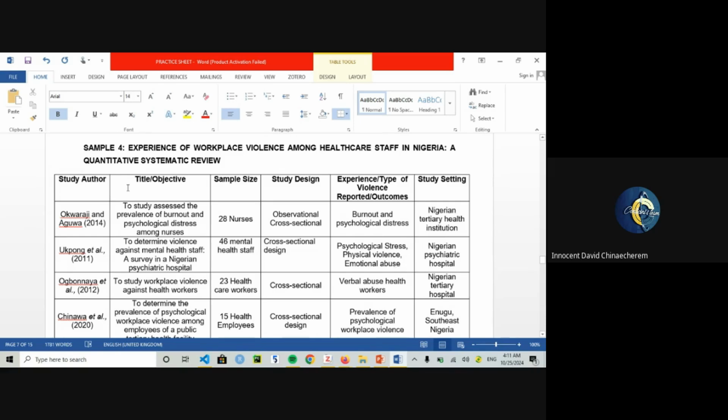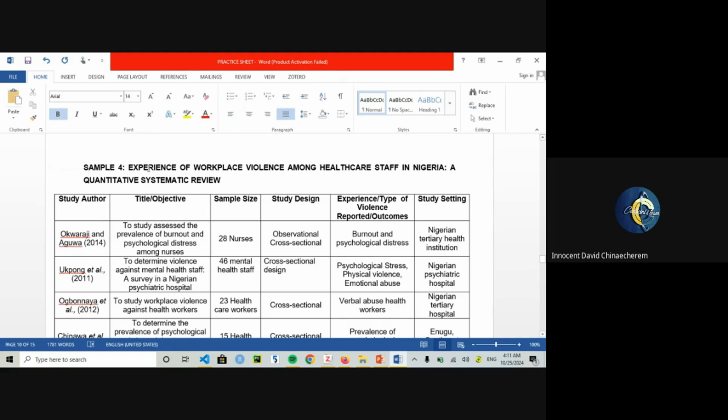So take a look again at this data extraction form that I extracted from this study on experiences of workplace violence among healthcare staff in Nigeria. Some of the domains of this form were study author, title and objective, sample size, and study design. Remember that we said it's always unique to the research question, so certain characteristics become unique. Here we look at experiences and types of violence, and outcomes, because this is what is reflected in the title, workplace violence. So that's unique to this.